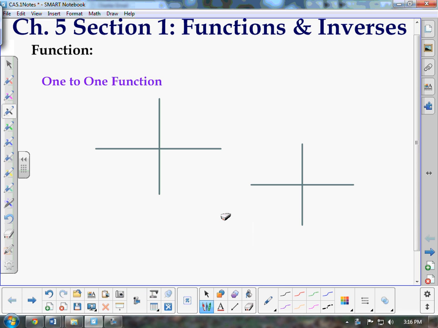The first section of chapter 5 deals with functions and their inverses. A function is where each x has one and only one y.